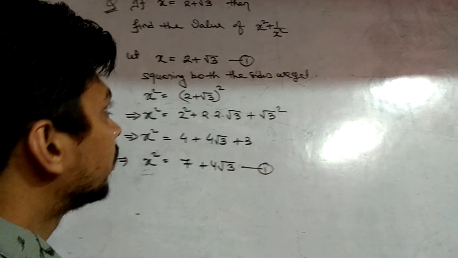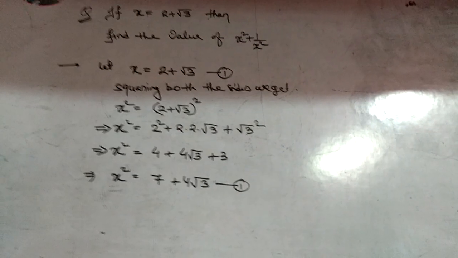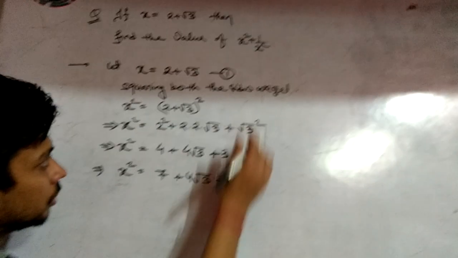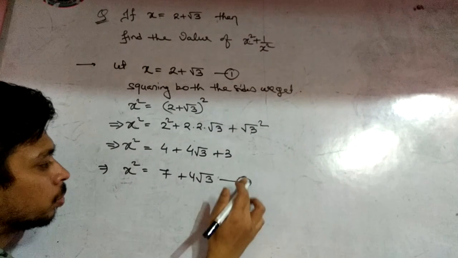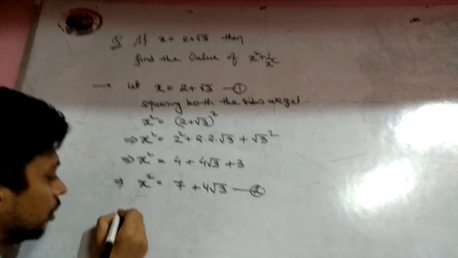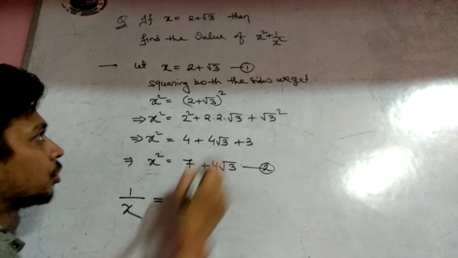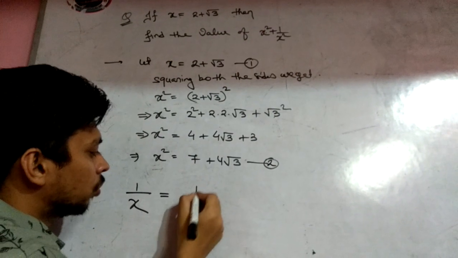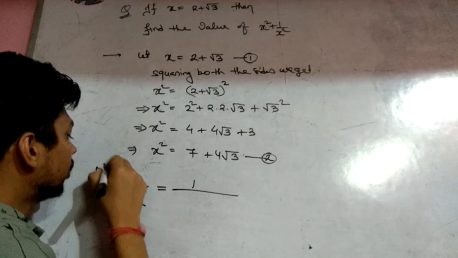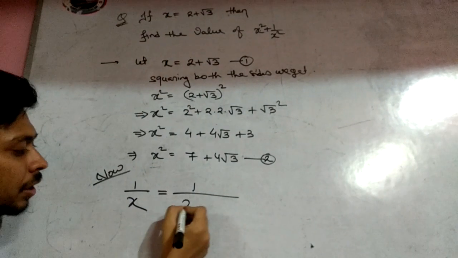Okay. Now we have to find 1 by x square. So first of all, give it as equation number 2, because we already used 1. Now 1 by x square. So what will be 1 by x? First of all I will be writing 1 by x. So 1 by 1 by x, x is 2 plus root 3, write here 2 plus root 3.